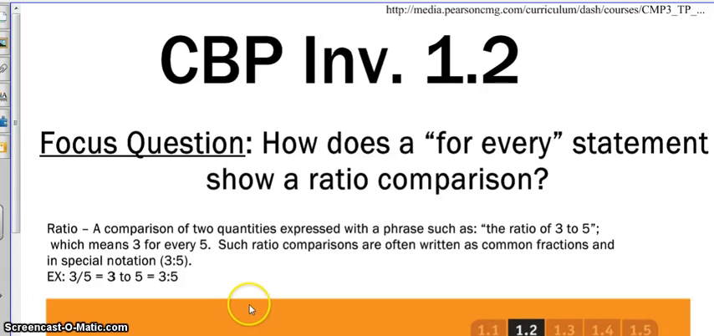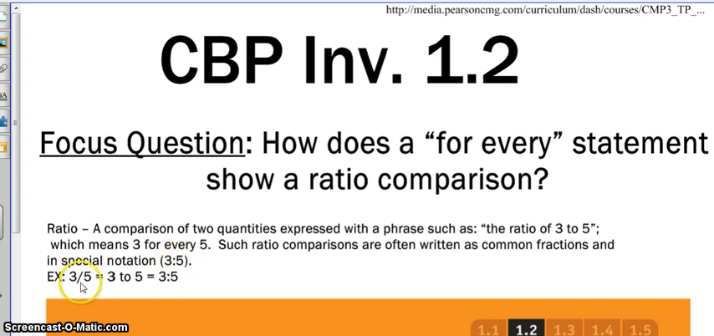All right, today we're going to go over ratios and what they mean. So we're going to talk a lot about "for every" statements, and we use "for every" statements to indicate a ratio comparison. The vocabulary is that a ratio is a comparison of two quantities expressed with a phrase such as the ratio of 3 to 5, which means 3 for every 5. Such ratio comparisons are often written as common fractions and in special notation, 3:5.